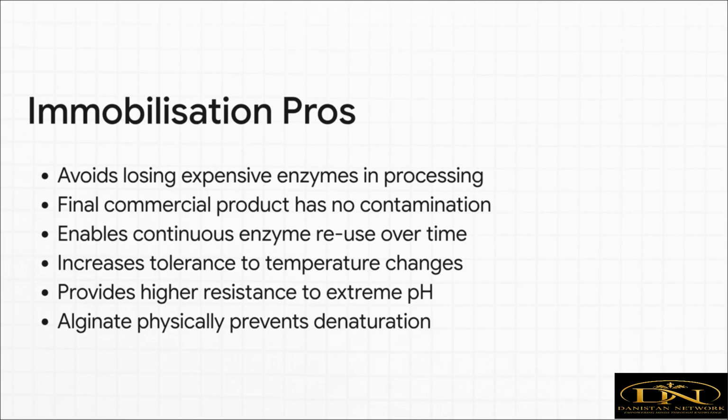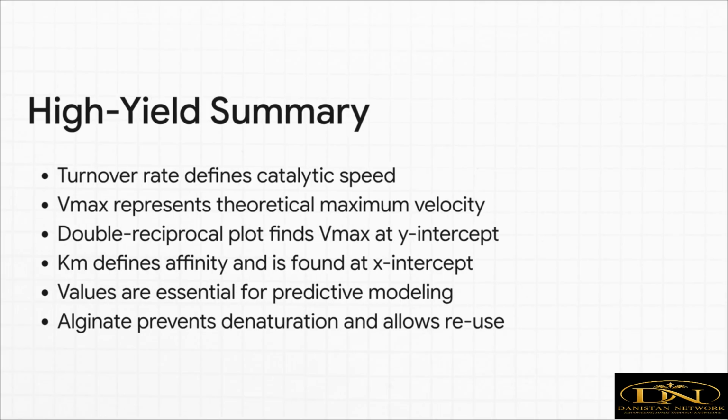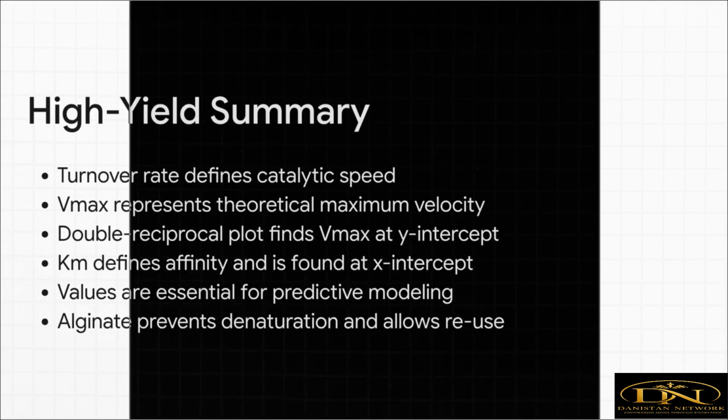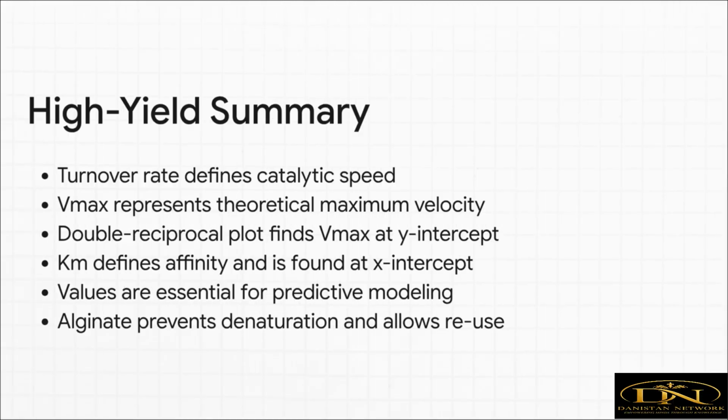All right, class, let's do a quick high-energy summary to lock these absolute core concepts in for your exams. Turnover rate defines your baseline catalytic speed. Vmax represents an enzyme's theoretical maximum reaction velocity. Since we can't measure infinite substrate, we know double reciprocal plots solve that limit by finding Vmax perfectly at the y-intercept. The Michaelis-Menten constant, Km, defines affinity and is found right there at the x-intercept. We use these kinetic values for advanced predictive computer modeling. And lastly, industrial alginate immobilization firmly prevents denaturation and allows for continuous recycling.